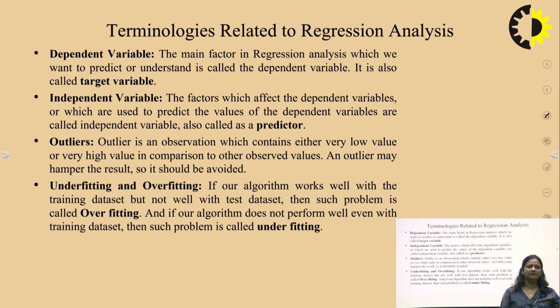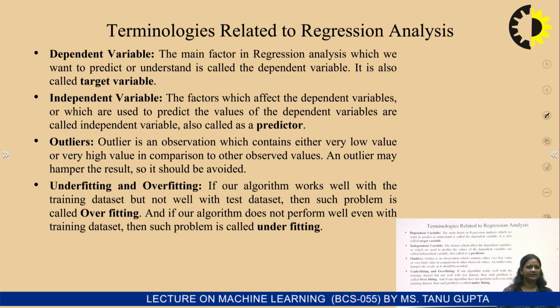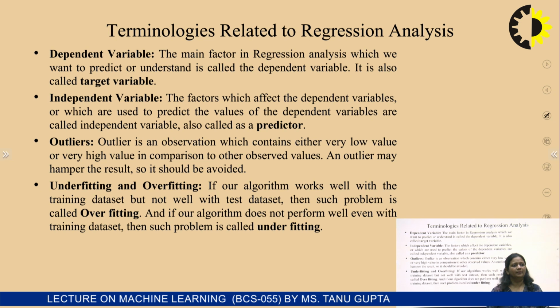Okay, independent variable, the factor which affects the dependent variable. These are the factors, or we can say variables, which affect the dependent variable. As in the previous case, rash driving affects the number of road accidents. Okay, and we have to find a relationship between the dependent and independent variable, between the rash driving and the number of road accidents. It is used to predict the dependent variable, and it is also called the predictor variable. Independent variables are also known as predictor variables.